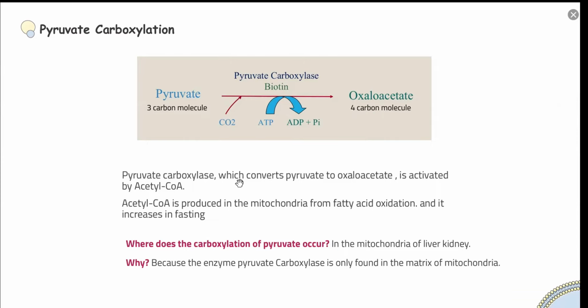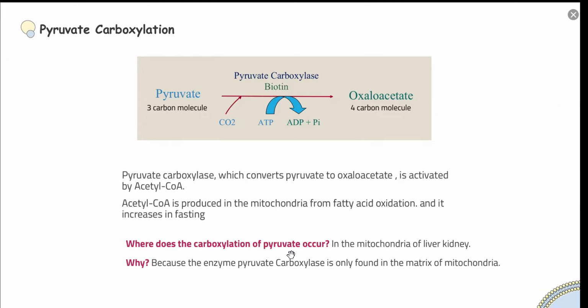And of course, this carbon dioxide is usually coming from carbonic acid. So pyruvate carboxylase, which converts pyruvate to oxaloacetate, is activated by acetyl-CoA. So acetyl-CoA is a biomolecule that activates this enzyme. And this acetyl-CoA is produced during fatty acid oxidation, and it increases in fasting. So during fasting, of course, the acetyl-CoA will be generated in the mitochondria.